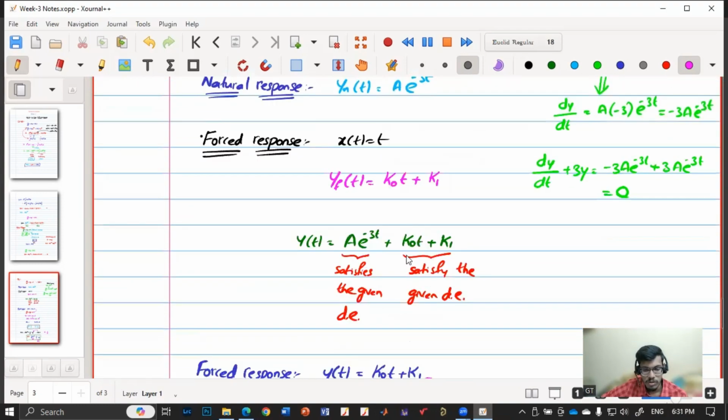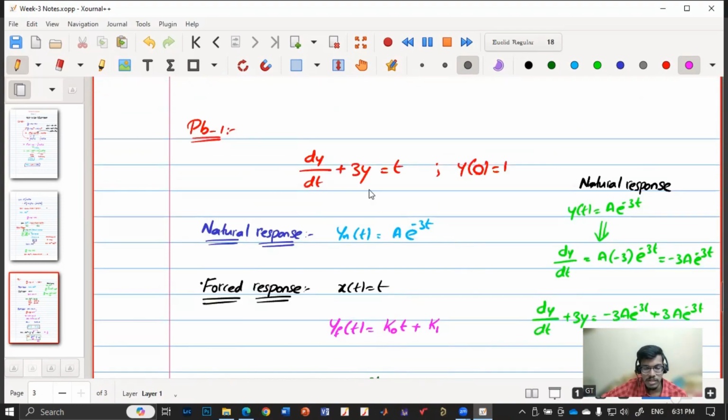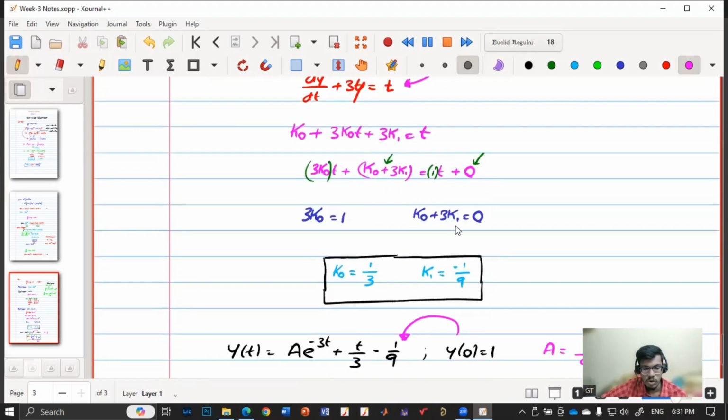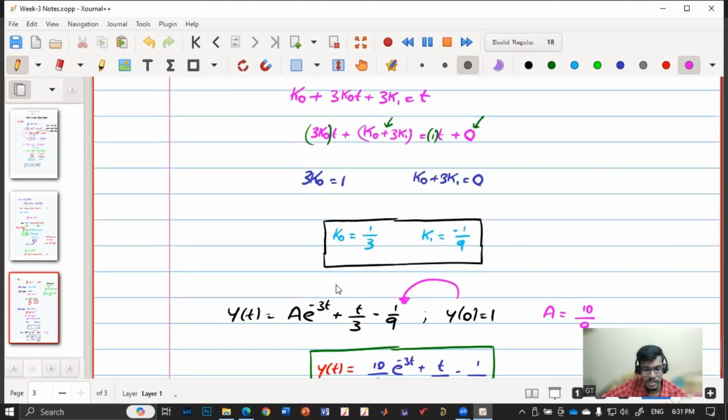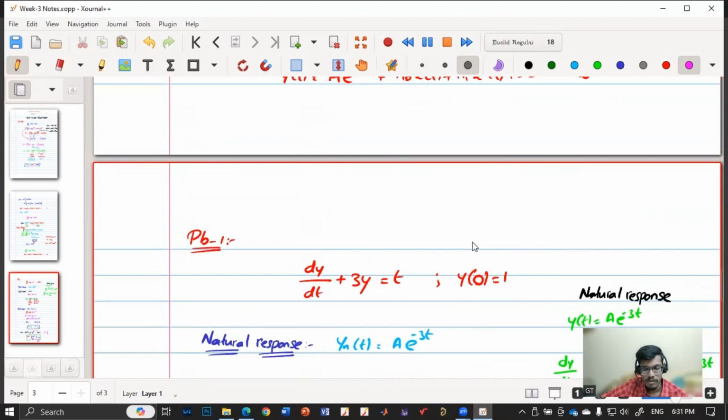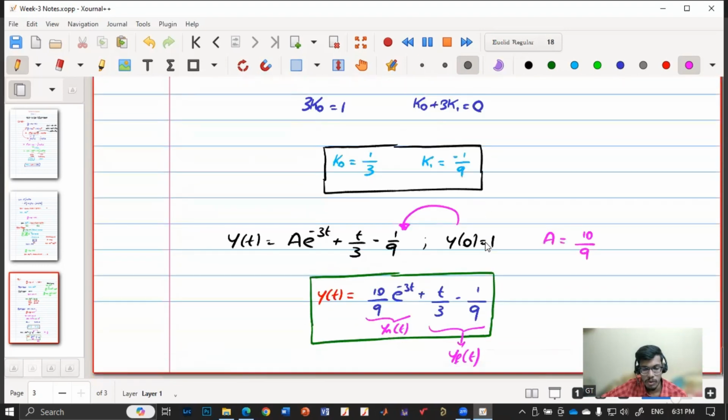So if I substitute this k naught t plus k1 in this given equation, it should satisfy. After putting that, I got two equations, two unknowns. Solving those gave me k naught and k1, but still a is unknown. So in order to solve that, I have again gone back to the question. They have given a boundary condition. Using that boundary condition, I got the value of a. So now my y of t is this entire thing.